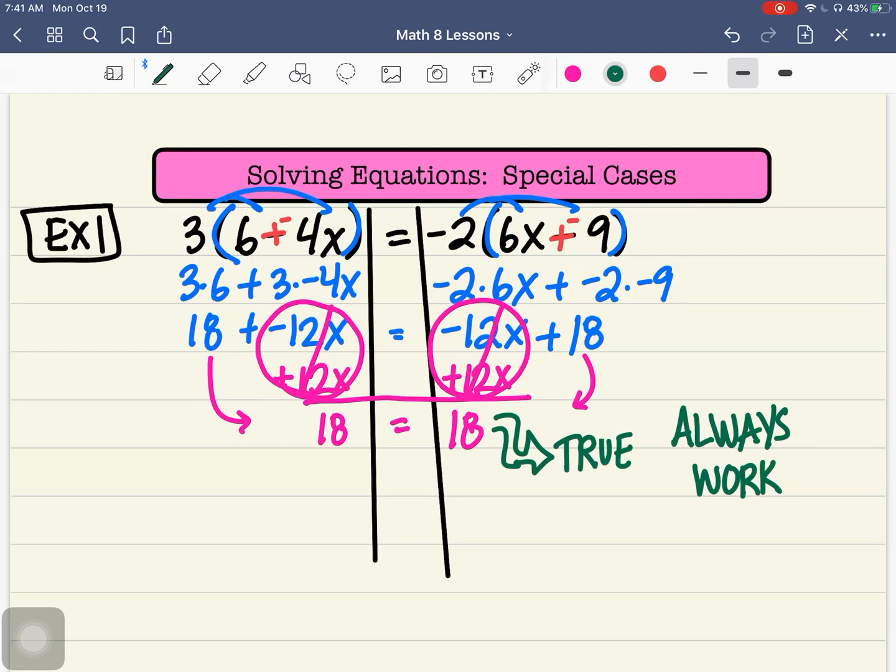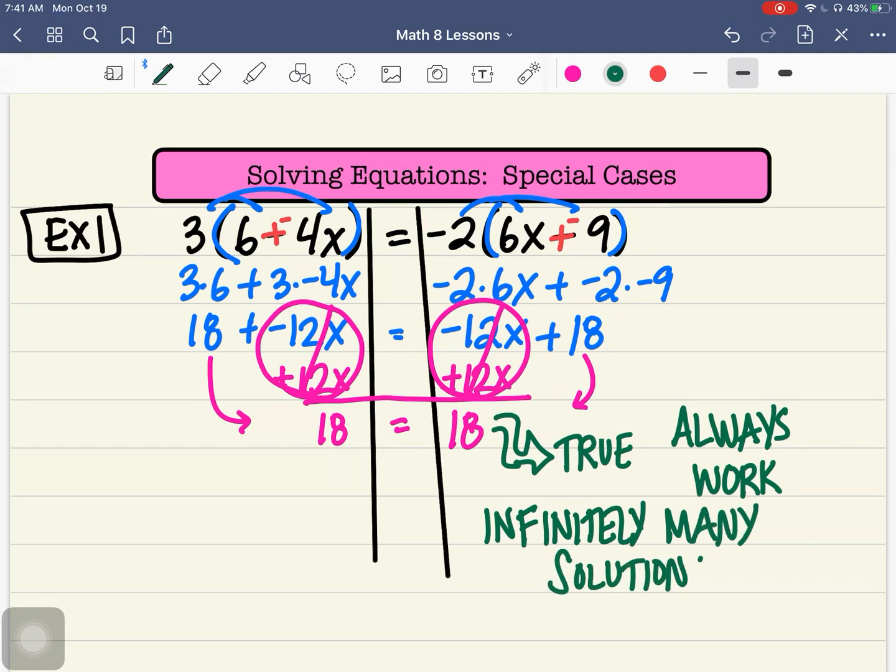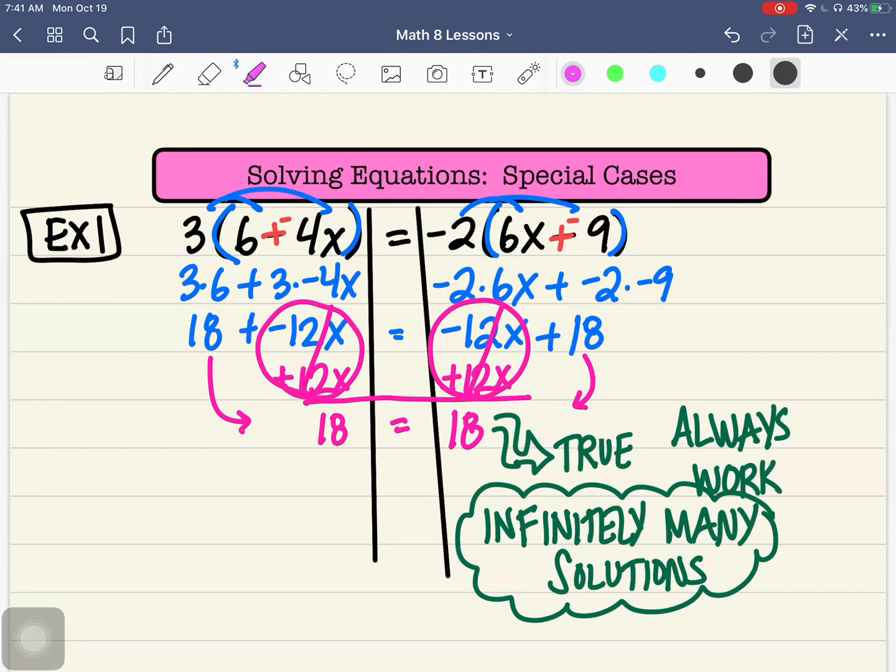So we don't say always true, though. We want to know, well, what's the solution? What is the value of x? What can we use for x? Well, since anything will work, we'll say there are infinitely many solutions. Because anything will work, we'll say it's infinitely many solutions. That would be our final answer.